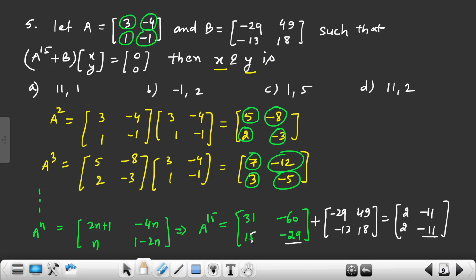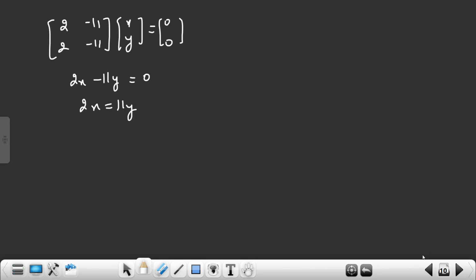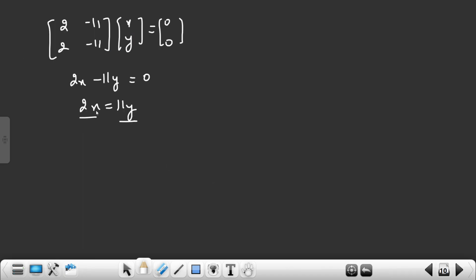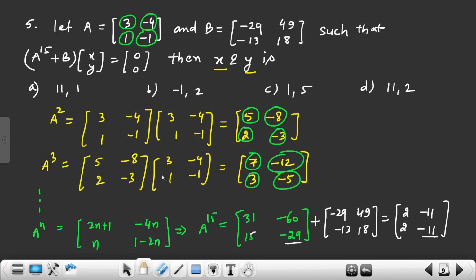Right, this is correct. So now let's see what values will satisfy 2x equals 11y. If x is 11, 22, y should be 2. So this option is satisfying. Which option? Second option. This option is satisfying, but let's cross check.